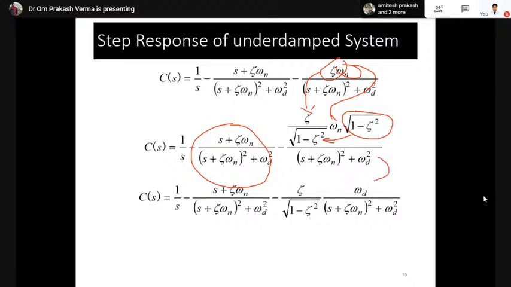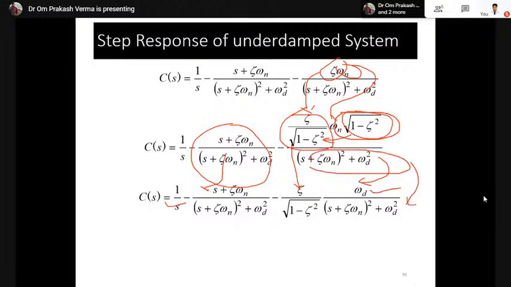Based on this equation, based on that compressed solution, we have taken 1 upon s. In this equation there is no problem, we have just copied. This value is written here, zeta upon root of 1 minus zeta square, and we have defined omega n root of 1 minus zeta square as omega d, and this denominator is written here. So there is no problem in this equation also. Now find out just the Laplace inverse.